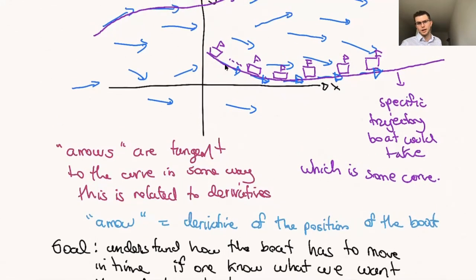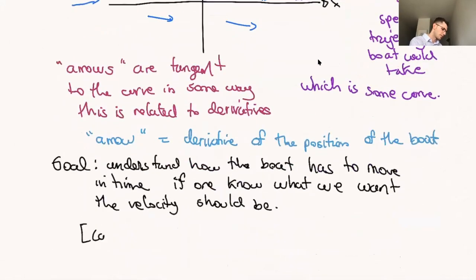So basically, what you're trying to do is find the curve if you know what the tangent vectors of the curve have to be. This is what's called solving a differential equation, for those who have seen this. So this is called solving a differential equation.